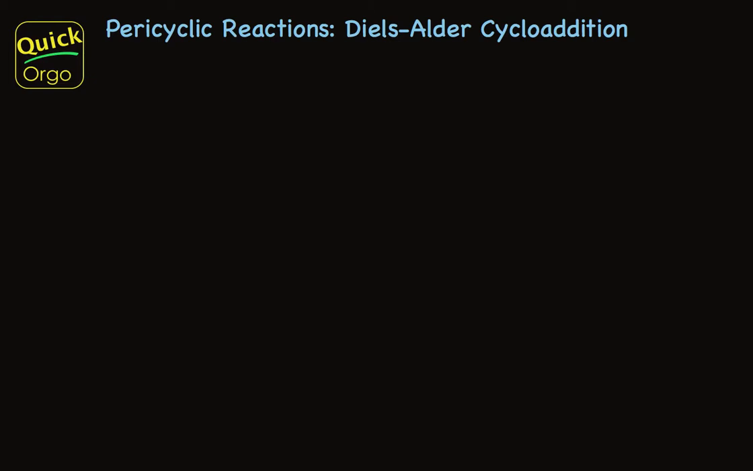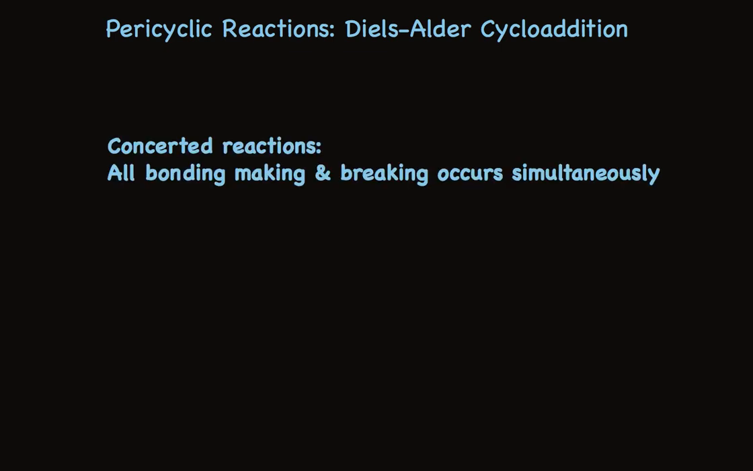The Diels-Alder cycloaddition is just one example of a type of reactions called pericyclic. There are several different types of pericyclic reactions. We'll focus on the Diels-Alder, which was the earliest discovered and is widely used. All of these reactions share an important feature. They're what we call concerted reactions. All bond making and breaking occurs simultaneously.